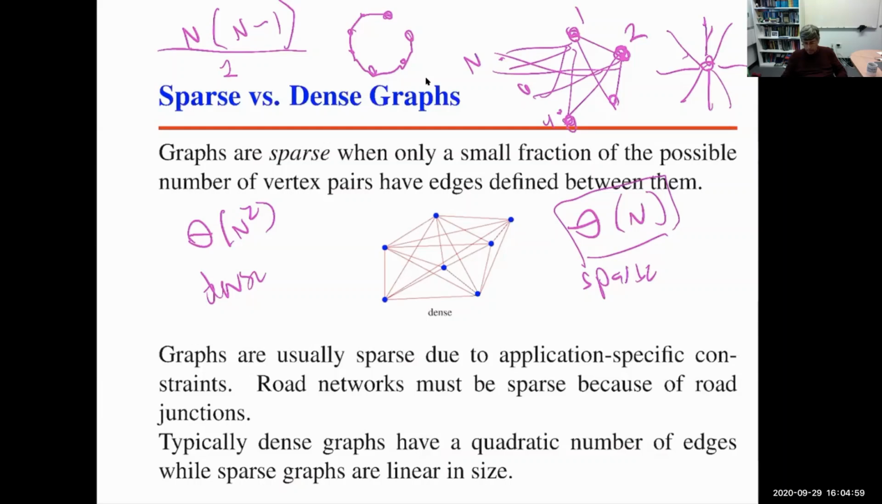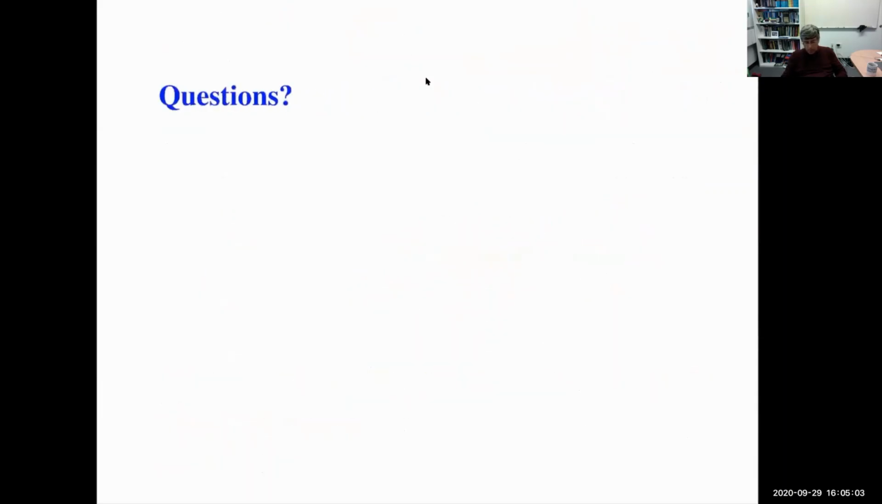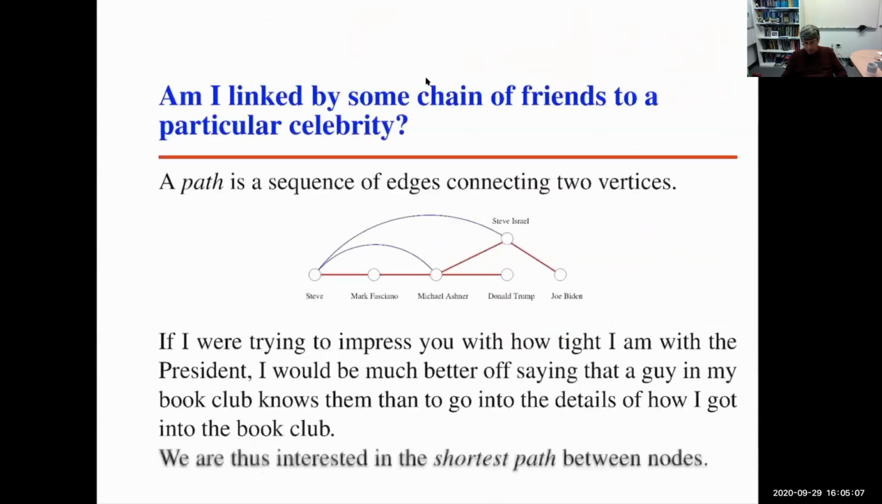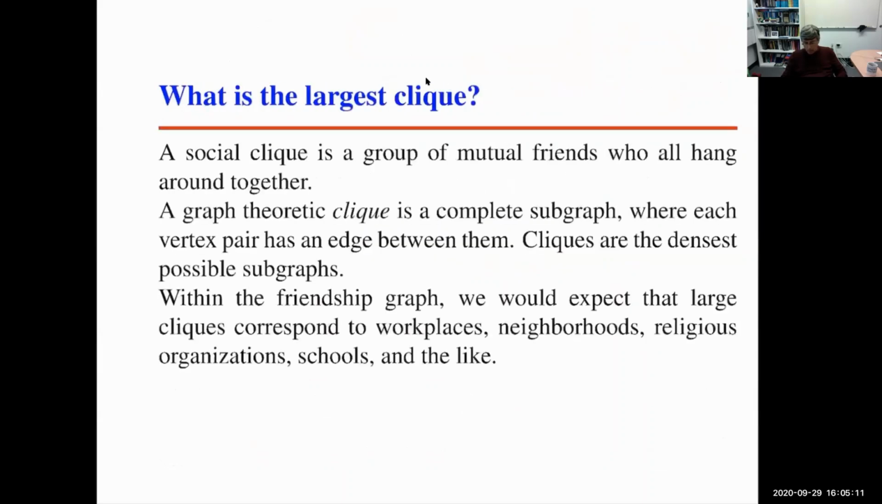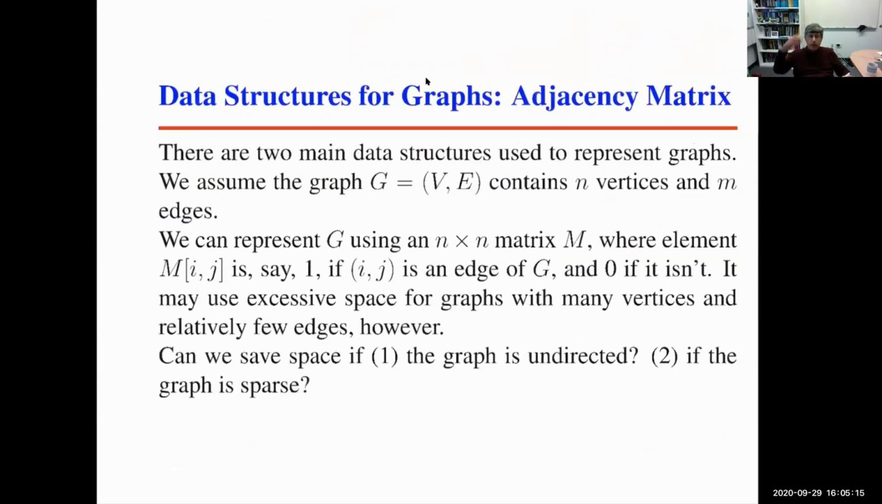Okay. There's some other things that we talk about, and these are important distinctions, but I would like to make sure we get ready for the daily net problem. I'd like to skip ahead to the stuff on data structures for representing graphs.